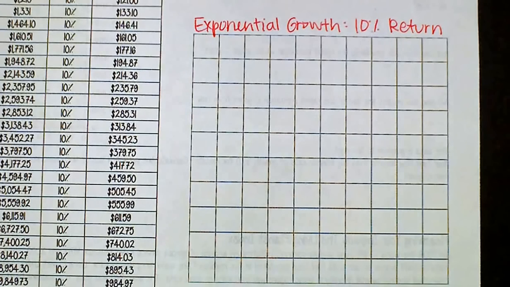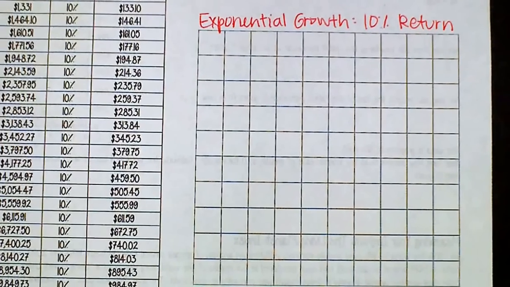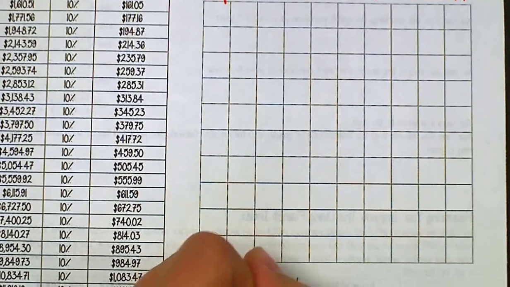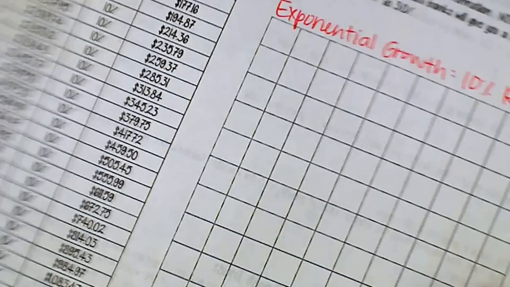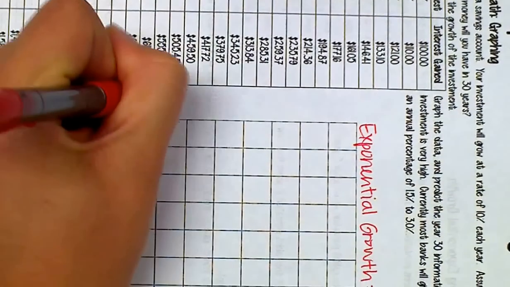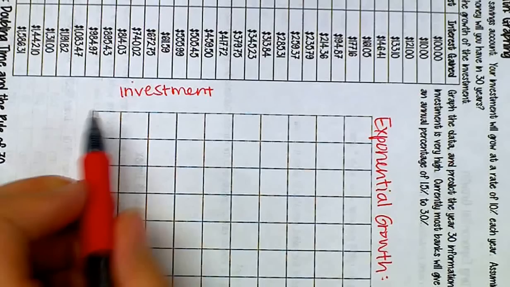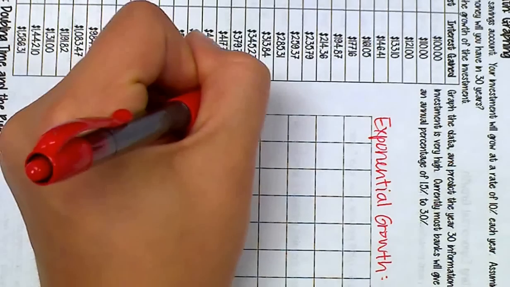All right, now on my x-axis, I know that I'm going to want to do this in years. Okay, so my x-axis, I'm going to write years. And on my y-axis, I know that I'm going to want to do my investment. So if I turn it this way, I'm going to put my investment. Now, since most of these numbers are in the thousands, I don't really want to write the thousands on my y-axis. So I'm going to use my unit as thousands.